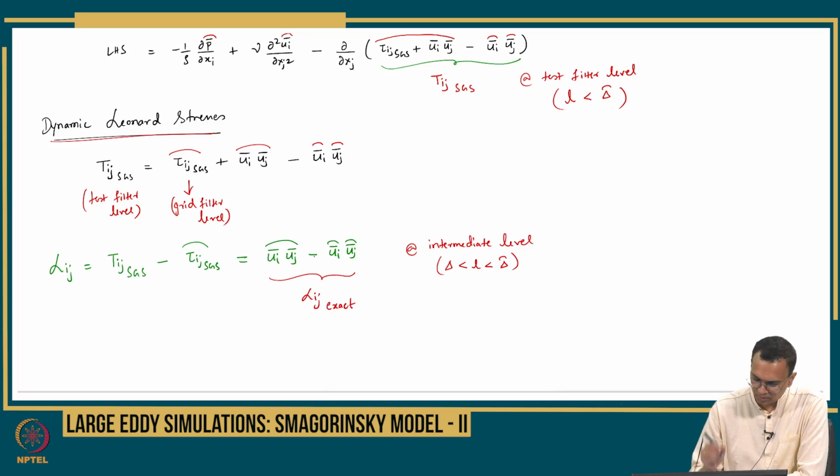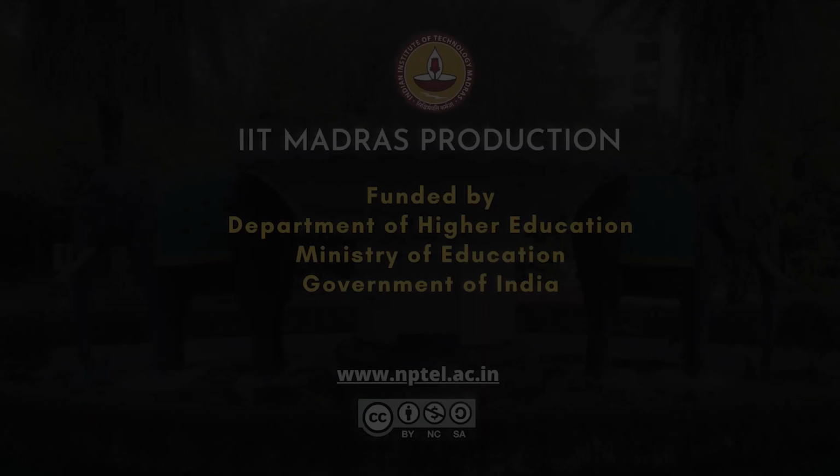So this dynamic Leonard stress, or an intermediate SGS stress, is used to actually get an equation for the subgrid scale constant. The ultimate aim is to find that constant CS instead of giving a value, right? For that, this is one step, to get the dynamic Leonard stresses. Okay, so we will see later how to actually get this constant C dynamically.